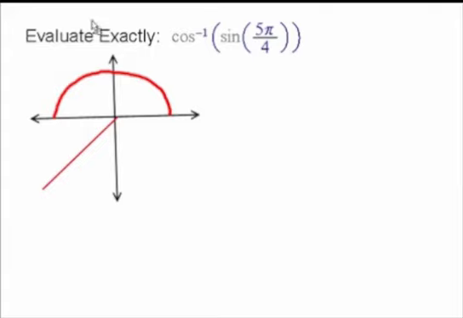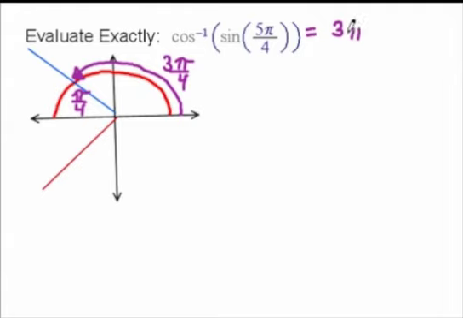So to be negative, the angle has to be in the second quadrant. Let's throw this angle into the second quadrant. The reference angle of 5 pi over 4 is pi over 4, so this angle in here is pi over 4. Again, we don't want just the reference angle, we want the angle opening up from the initial side, so this whole thing, and that would be 3 pi over 4. So the answer to this one is 3 pi over 4. Cosine inverse of sine of 5 pi over 4 is 3 pi over 4.